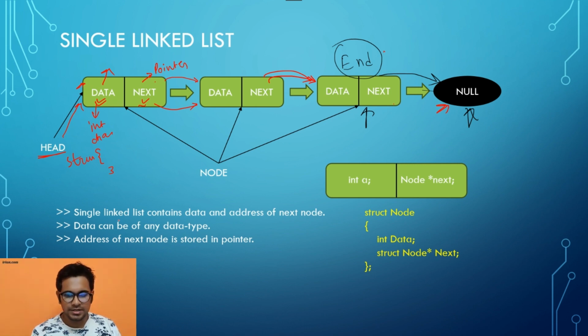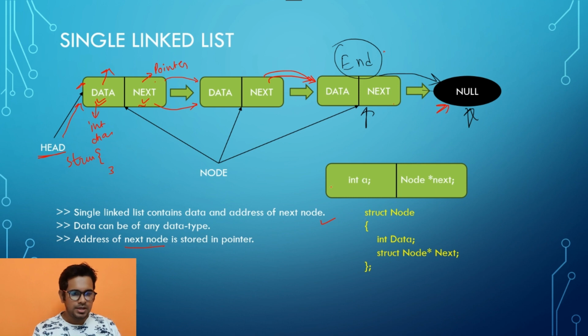So let's go to the definition. Single linked list contains data and the address of the next node, right? हमने देख लिया. Then data can be of any type, right? It can be of any type, we don't worry about it. Then it should store the address of the next node, right? Next node का address store करके रखना है.